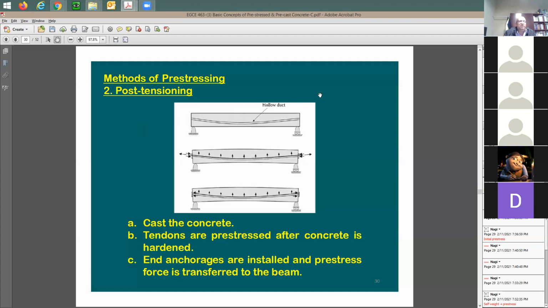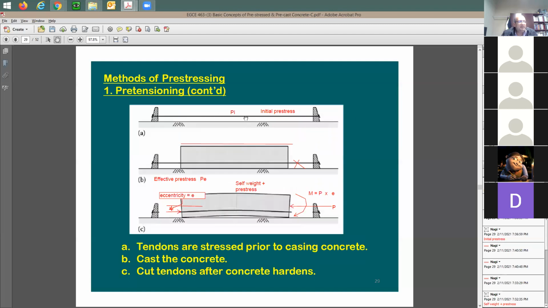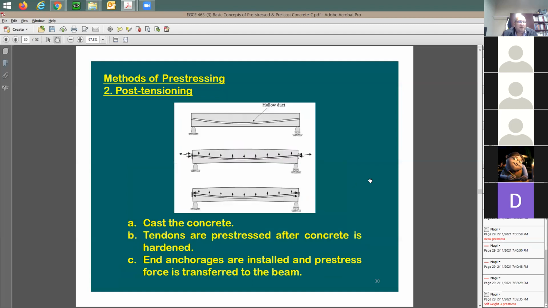So what happens in post-tension? You have the concrete, you cast it. So you see here, the beam is already there. Look here, the beam is not there. The tension was there, and then the beam will start to be cast. Concrete is still fresh. And here, after the concrete hardened, we cut the cable. Now look here. You have the beam, and then you have this empty duct.